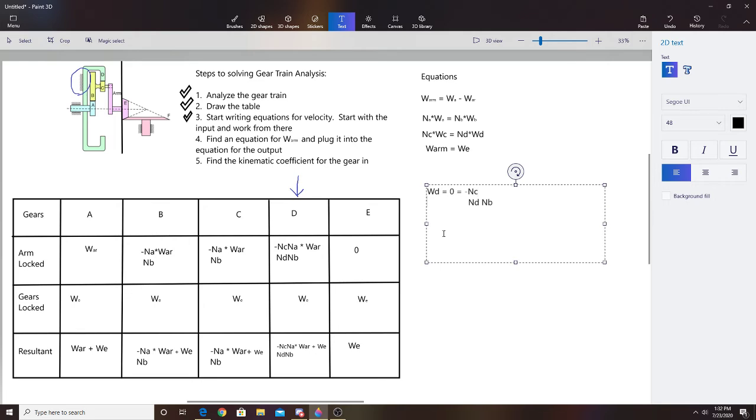Then it's ND, NA times WAR plus WE, right? Make sure that's correct. NC over ND, NA over times that. Okay, cool. And so that is the equation. If you take this, add it with this, you get that. And then because WD is equal to 0, we have an equation set equal to 0. And what that means is that we can find an equation for the arm here, because WE in this case is the arm, right?